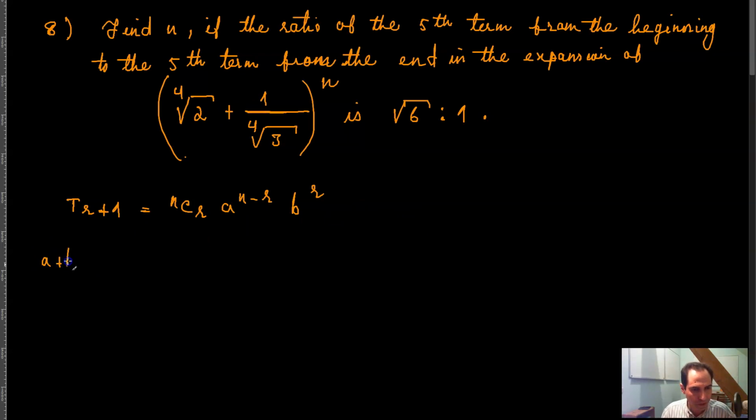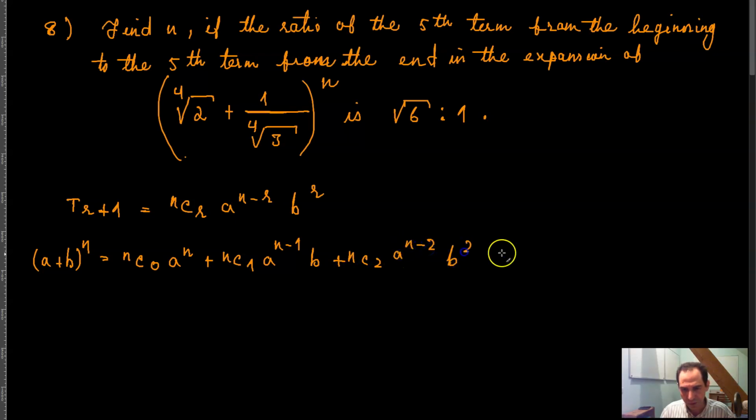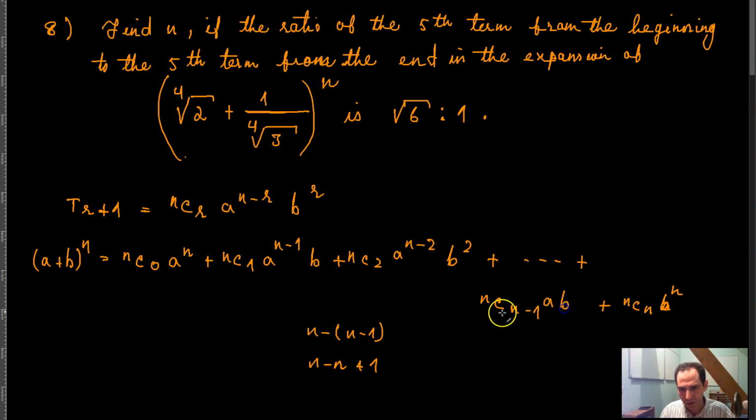So you know that if you have a plus b raised to the power n, that would be n combination 0, a raised to the power n, plus n combination 1, a raised to the power n minus 1, b raised to the power 1, plus n combination 2, a raised to the power n minus 2, b raised to the power 2, plus all the way up to the last term, n combination n, a raised to the power n minus n, b raised to the power n. The term before that becomes n combination n minus 1, a raised to the power 1, b raised to the power n minus 1, right?